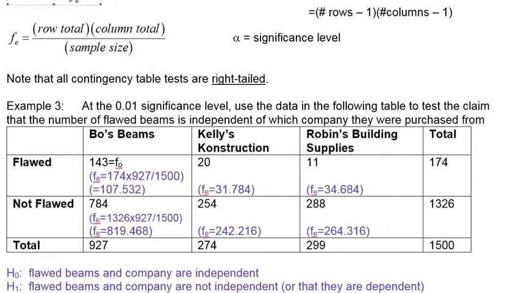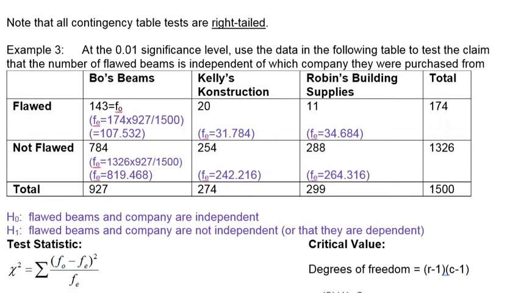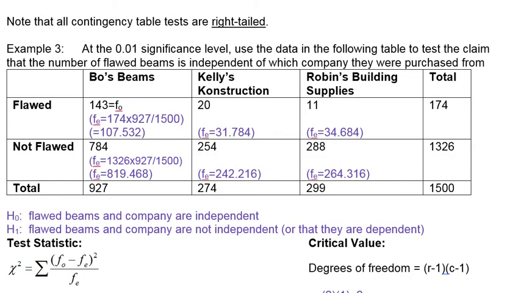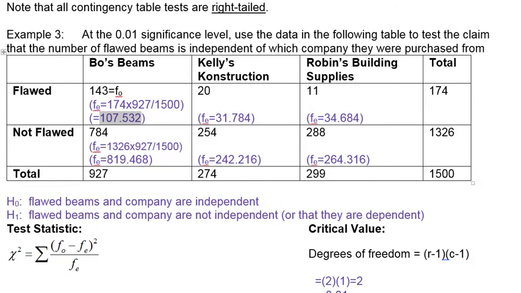A quick reminder on these ones, the null and alternate are always going to be independent and dependent respectively. For the test statistic, for each one of these, we take our observed frequency, in this case 143, subtract our expected frequency, 107.5321, square it, and then divide by 107.5321 again. On these questions, you do want to keep as many decimals as possible, and keep track of these things.